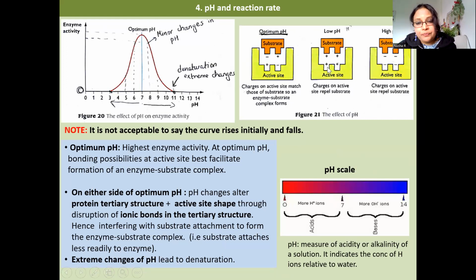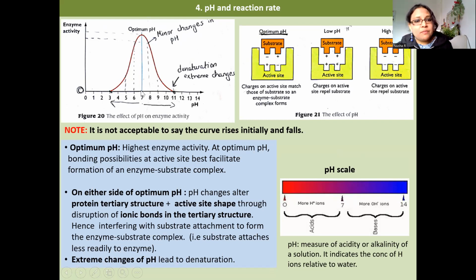So you can see here an enzyme, and you can see what the active site looks like at optimum pH. It's optimum because of the bonding possibilities between the substrate and the active site. And here at low pH, we can see there's a repulsion between the substrate and the active site because of the charges. And at high pH, we can see there are negative charges and repulsion again. So optimum pH would be the best.